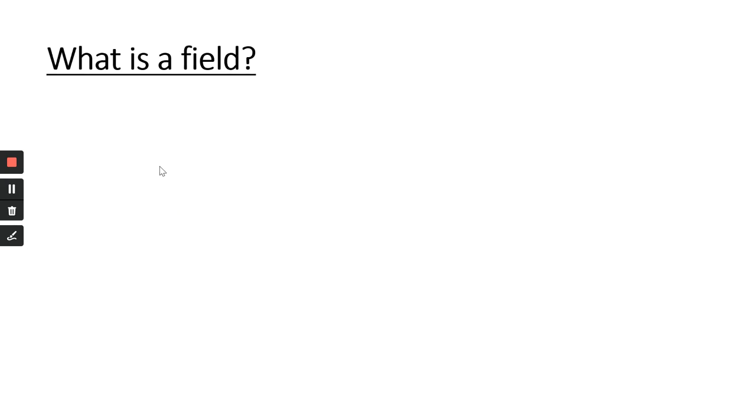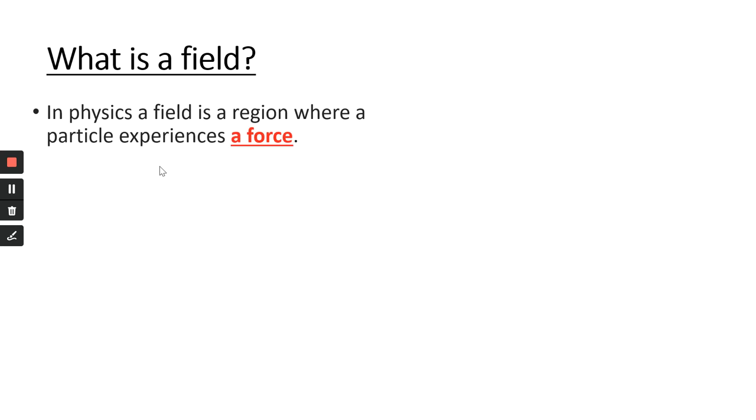Okay. Hopefully we covered this at National 5, but if we didn't, we'll just ask the very simple question: what is a field? In physics, a field is partly a mathematical concept. A field is any region in space where a particle experiences a force. There are, of course, different types of fields. There are electric fields, magnetic fields, and gravitational fields, which are the ones we'll be looking at predominantly.